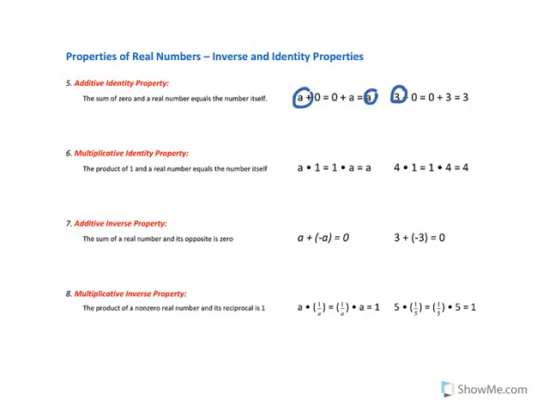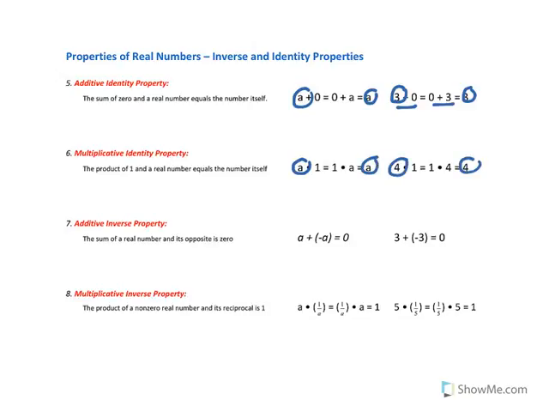We start with 3, we're going to end up with 3. It doesn't matter if it's 3 plus 0 or 0 plus 3. Whatever you start with, you're going to end up with your identity. Same thing. A times 1 is A. 4 times 1 is 4.